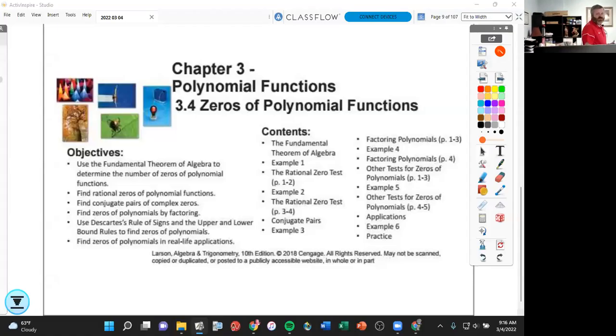Here we go, 3.4, zeros of polynomials. We're going to use something called the fundamental theorem of algebra, which I've already talked about, so it's not a big deal. We're going to find all rational zeros of polynomials. We're going to talk about conjugate pairs, and that's how solutions happen when they're complex roots or complex zeros. Factoring again. We're going to use this French guy's name, Descartes' rule of signs, and that's going to tell us what the possible solutions can be if they're there. Upper and lower bounds to find zeros, and zeros of polynomials in real life applications. So here we go.